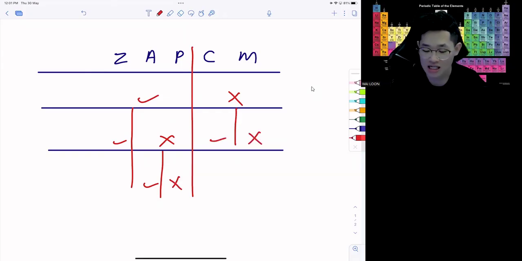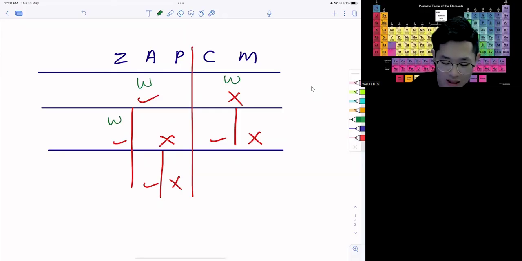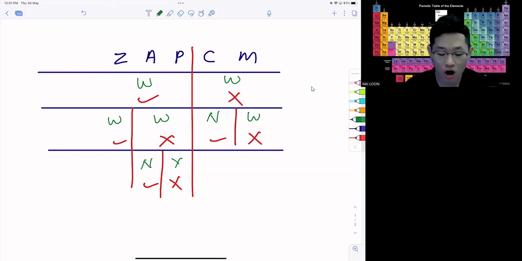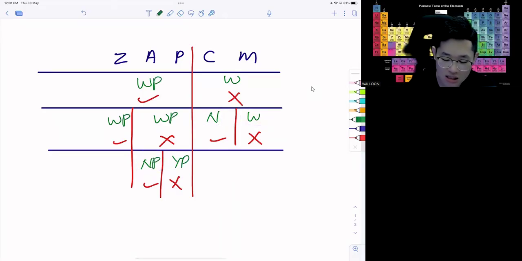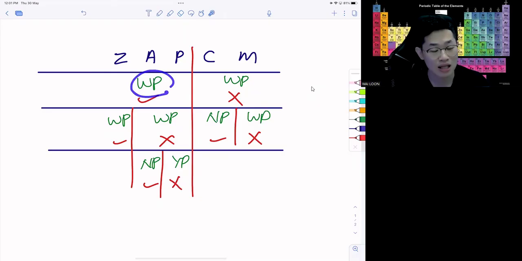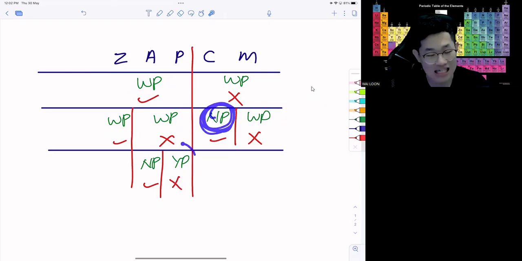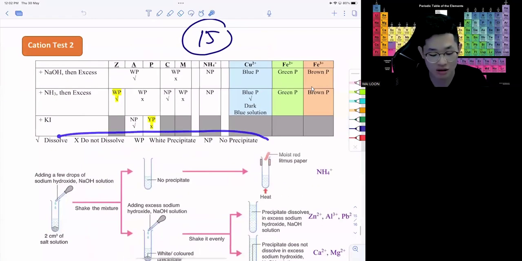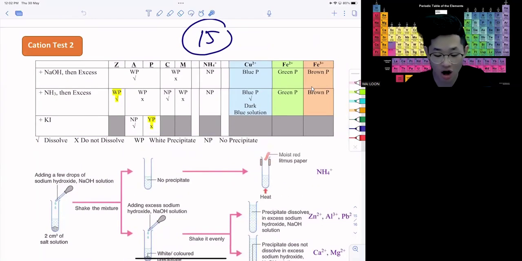And then the observation is W, W, W, W, 4W, followed by Norway, New York. Norway, New York. NW and Y. Then we just put P into all this: W, W, W, N, W, N, Y. WP is our white precipitate. NP is no precipitate. YP is yellow precipitate, which we did mention here already. That's how you get all the observations.